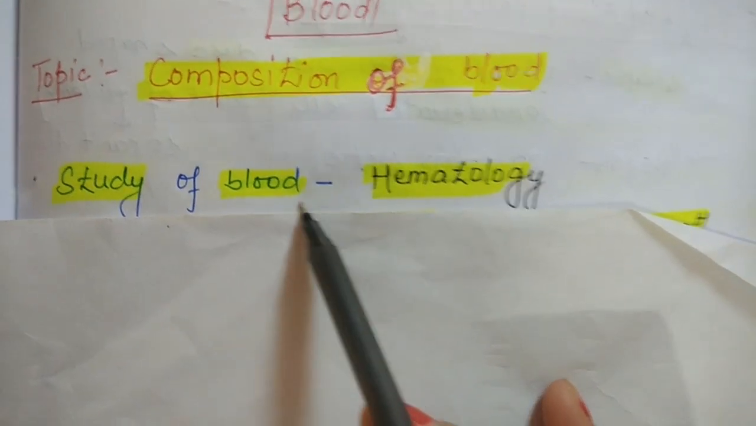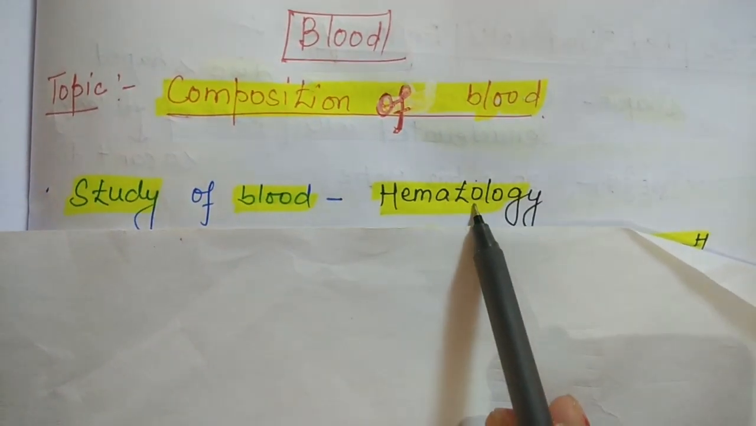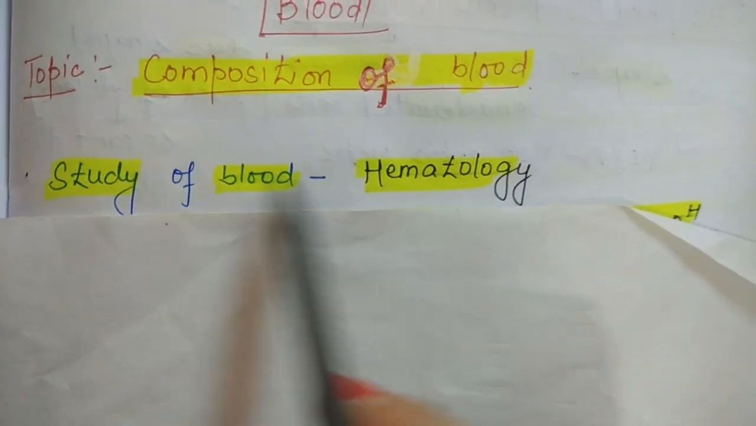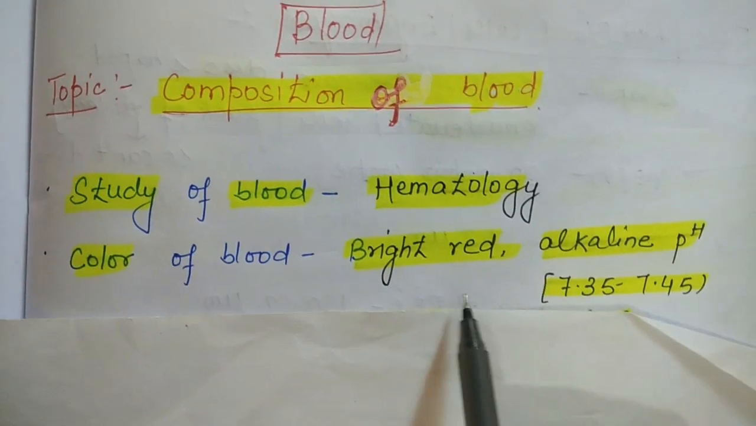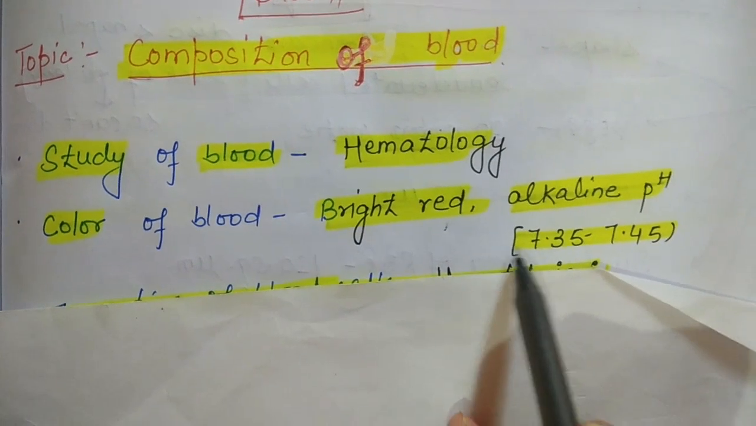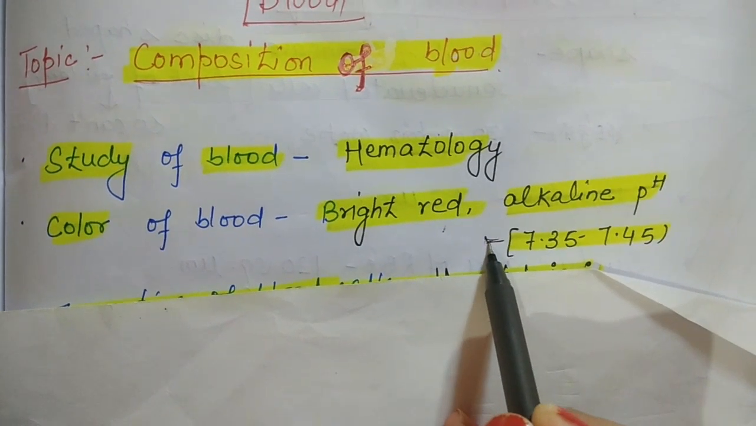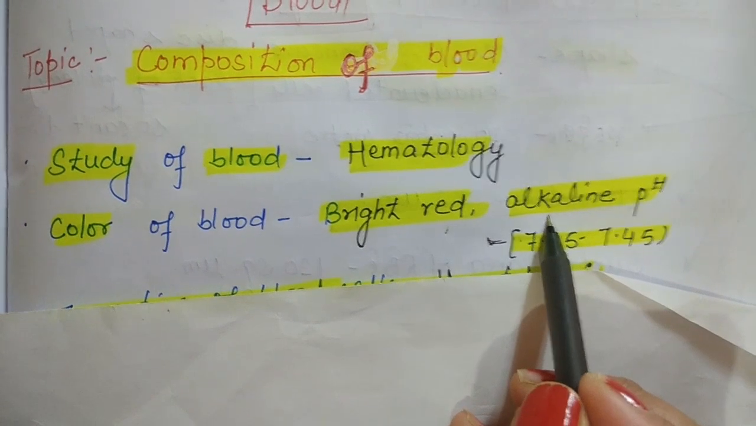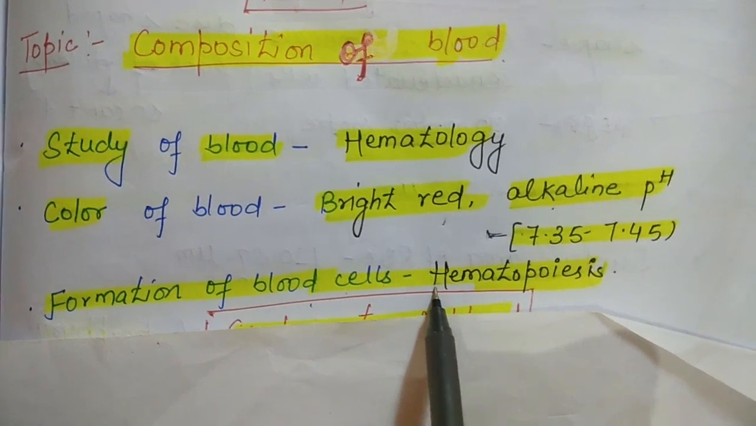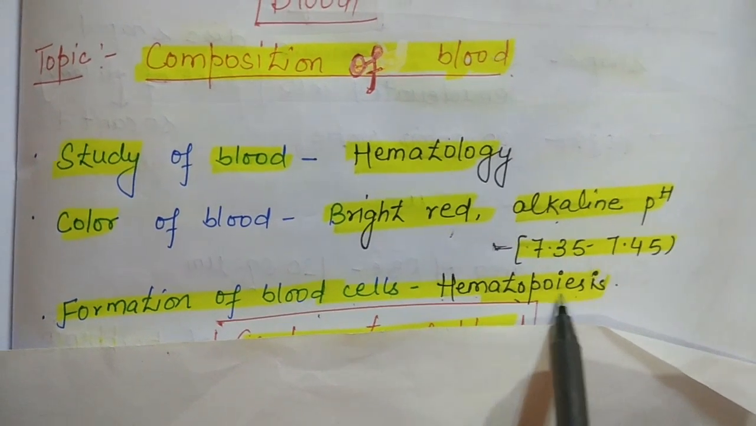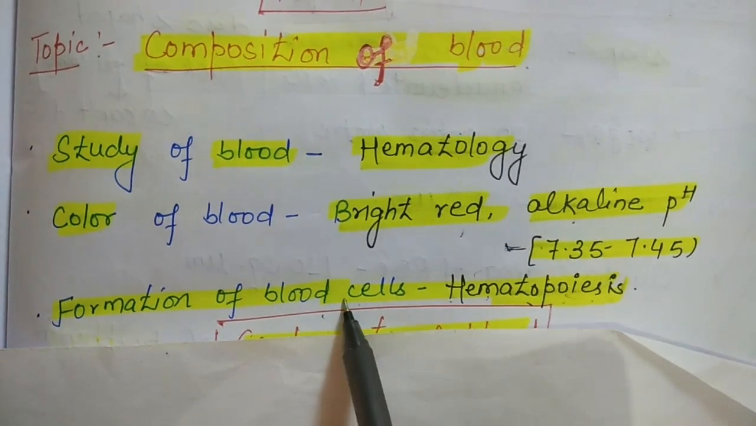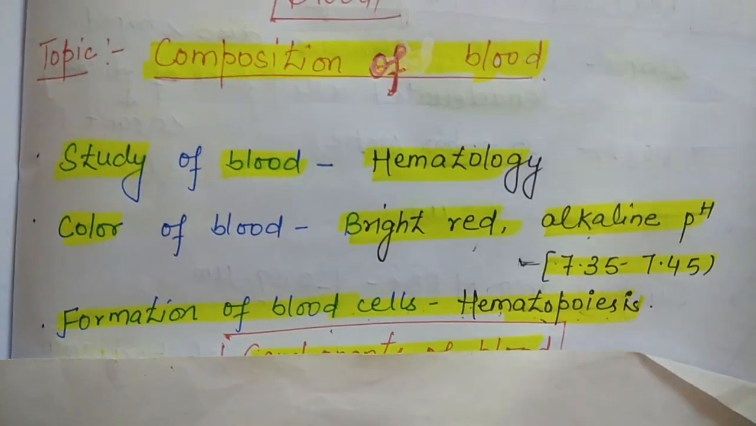First thing is, the study of blood is known as hematology. Logy means study, hemato means blood. So the study of blood is known as hematology. Second point is the color of blood: it is bright red and has a pH of 7.35 to 7.45, that is a slightly alkaline pH. Next point, the formation of blood cells is known as hematopoiesis. Poiesis means formation, hemato means blood. So the formation of blood cells is known as hematopoiesis.